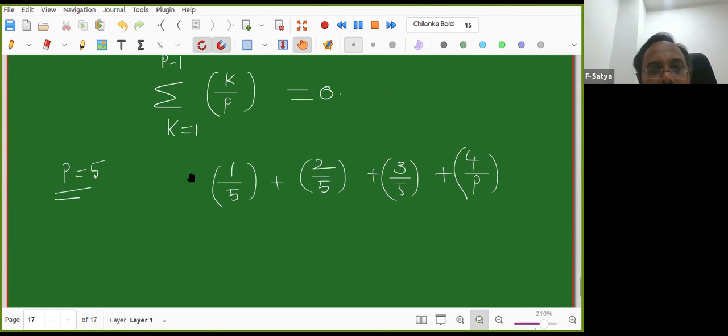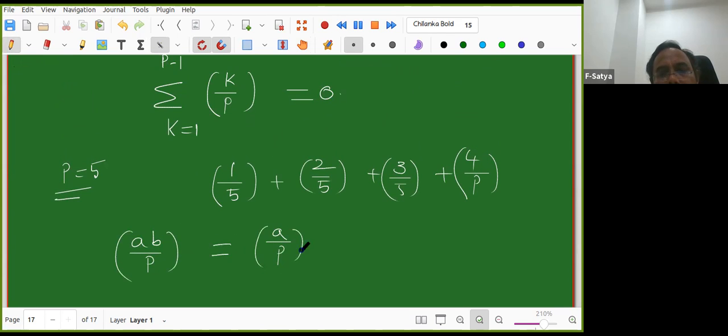So this is another question I have. Is it easy to see that (ab) by p is equal to (a by p) into (b by p)? What is the meaning of this? First try to understand, then we'll do it.